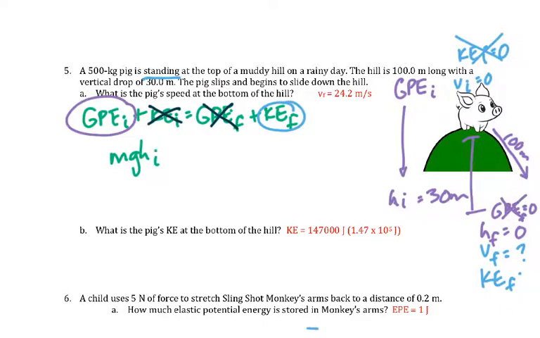MGHI equals 1/2 MVF squared. Like in the other problems, you can put in the mass if you want, or you can cross it out because it's the same pig on both sides of the formula. So if you do that, you've got a significantly simplified equation. You have GHI equals 1/2 VF squared, and now that is not so bad at all to find. Hope that helps. As always, reach out if you need to or you have questions.